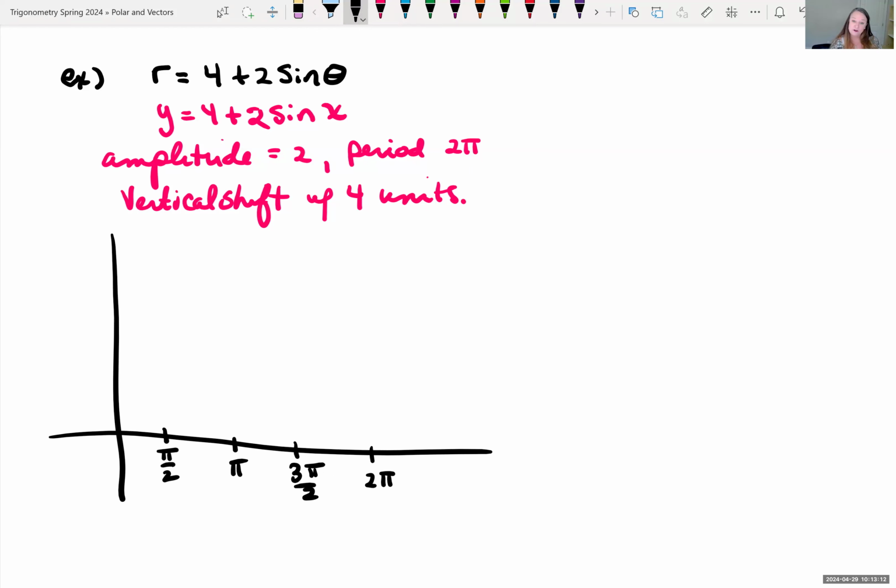If we were not doing a vertical shift, our max is 2, our min is -2. But if we're shifting up 4 units, our max was 2, and we're going up 4 units, we now know our max is 6.